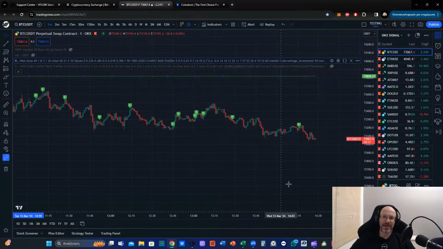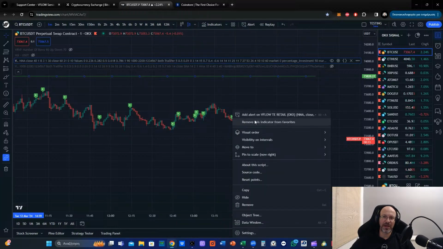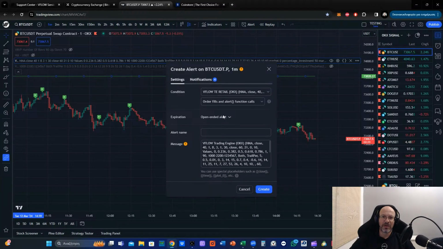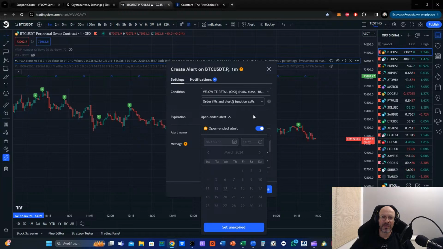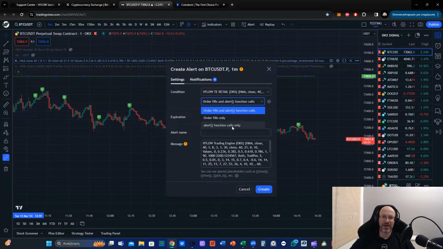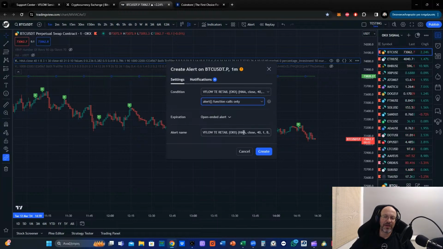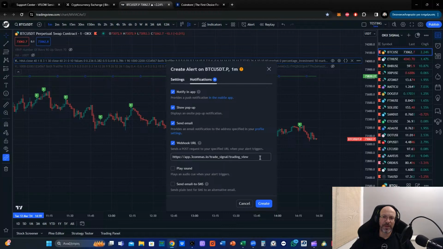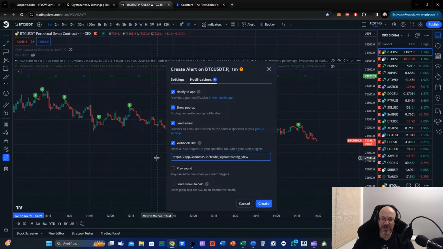And once you have set this up, you just go here, right click on any of the label. You select add alert on VFLOW retail. You can select here, it's an open-ended alert. You can go to alert functions call only. Give a name to your alert, and don't forget to copy paste. Here I have the 3 commas. I'm going to change it, of course.